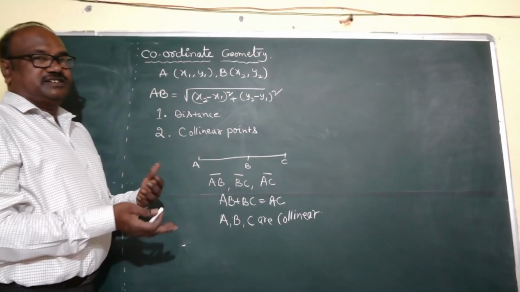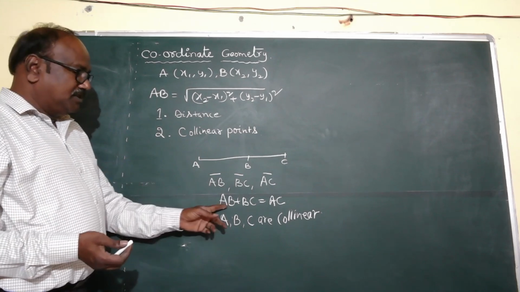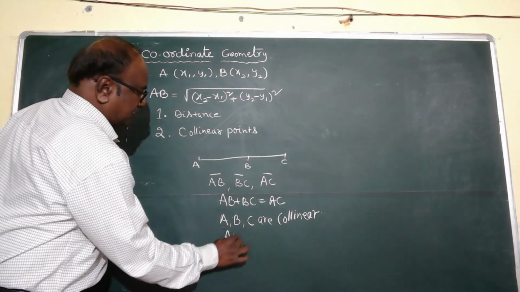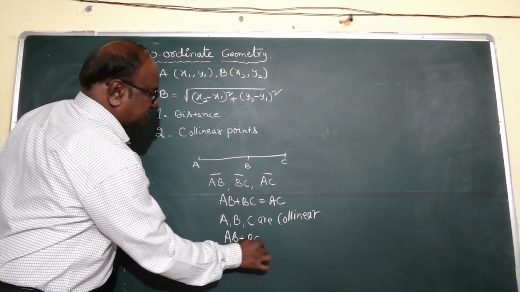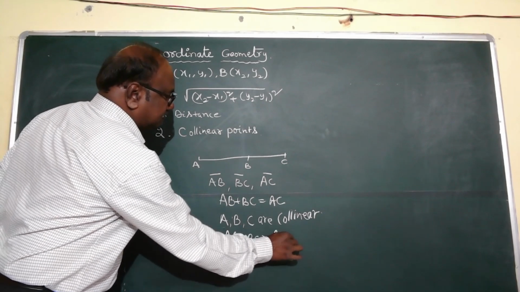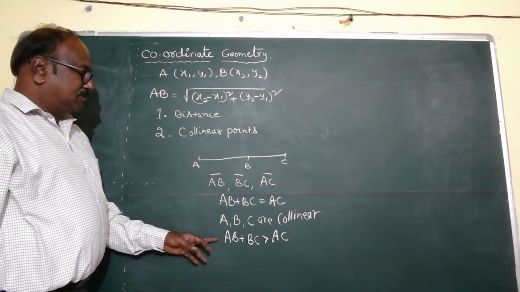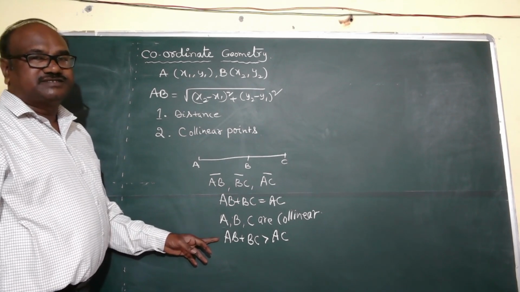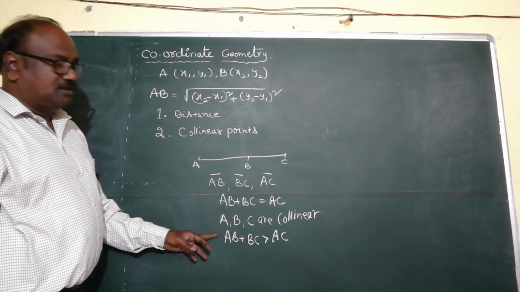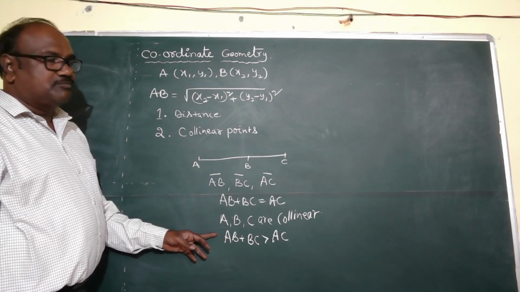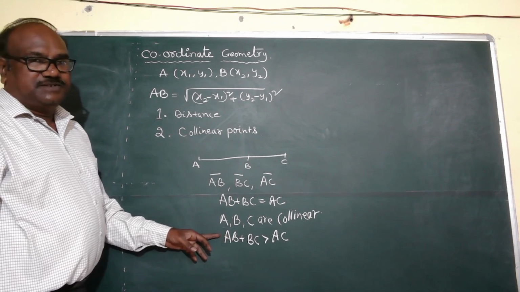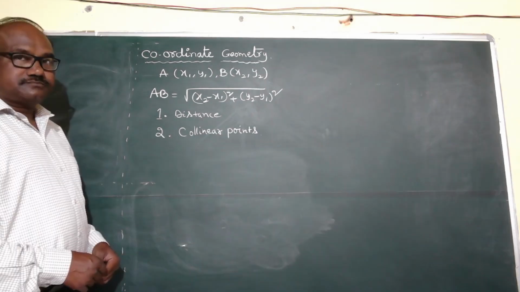Now in the other case, if AB plus BC is greater than AC, then we can say that the given 3 points A, B and C are not collinear. That is called non-collinear points. It means these 3 points A, B and C form a triangle.